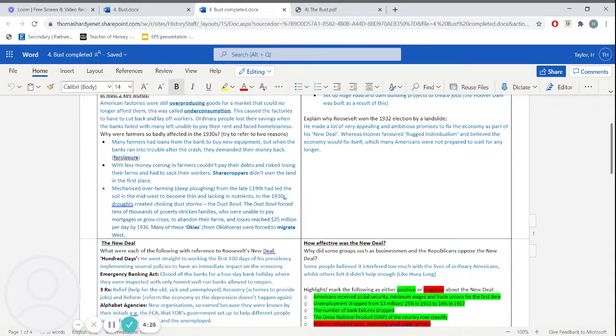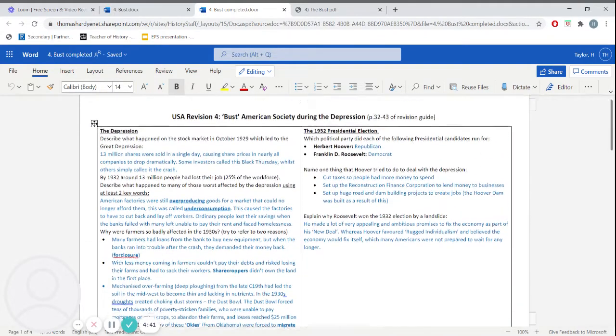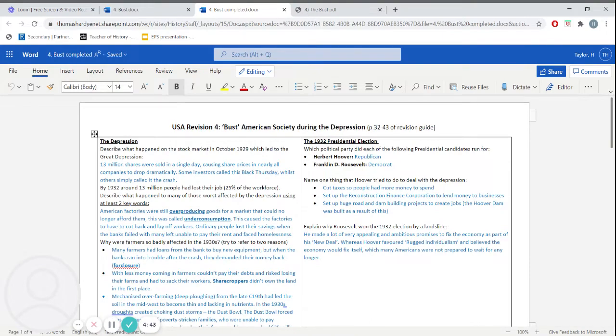So this Dust Bowl was the land that they were farming on becoming unusable because of this. So the farmers, already struggling from the Great Depression, were unable to even grow anything on their farms. All right, so that's the section on the Depression.